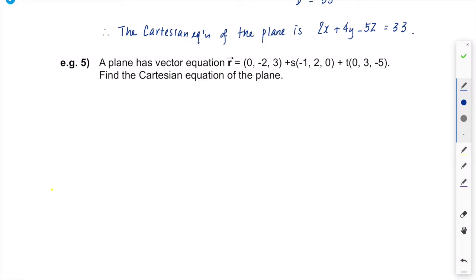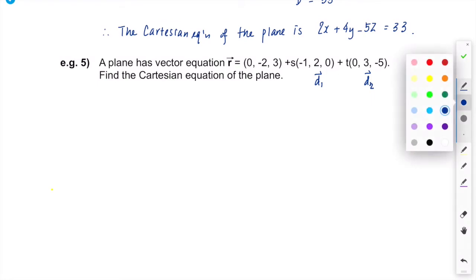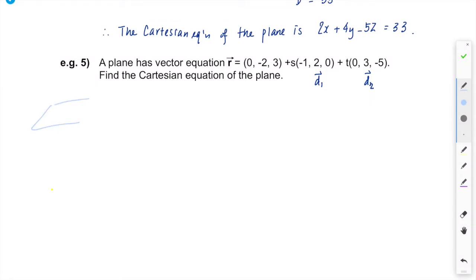Here is example 5. A plane has a vector equation. Find the Cartesian equation of the plane. One thing that comes in handy when we're given the vector equation of a plane is that we know two direction vectors, d1 and d2, on the plane, right? So if I sketch this out, here's the plane. I have d1 and d2, and notice how they are not scalar multiples of each other, so they are intersecting. Like d1 like that, and d2 like that.